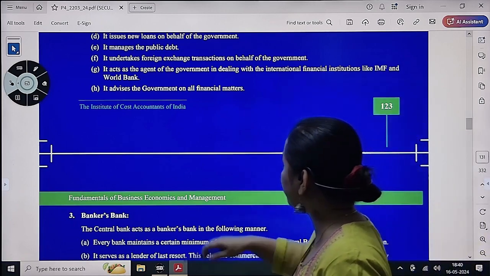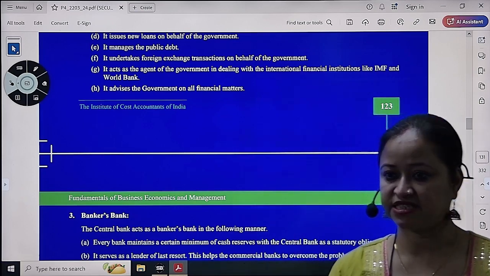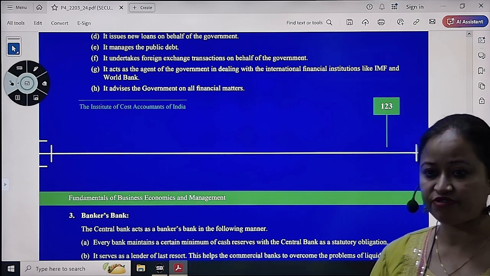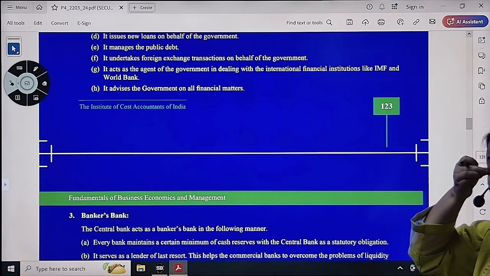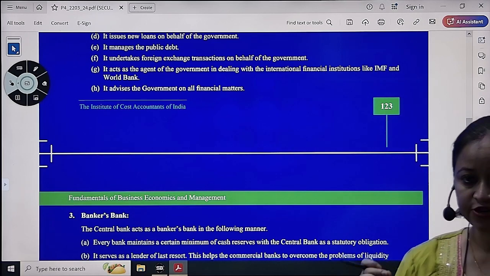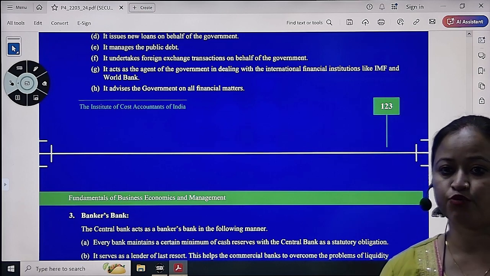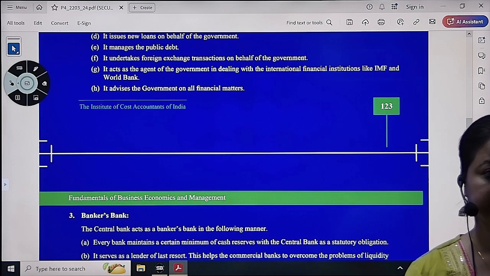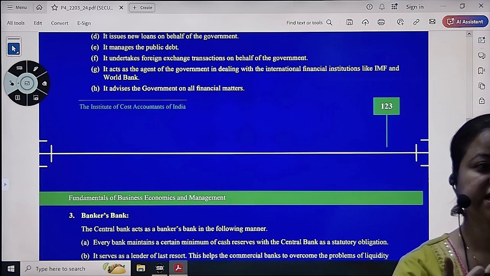And it advises the government on financial matters. So from time to time, whenever the government seeks any assistance or advice, they also provide advice to the government. So these are the functions of the central bank as a banker to the government. Okay, so they are also called banker to the government. Why are they called banker to the government? Because the government's accounts are maintained by the central bank. On behalf of the government, they receive money and make payments.